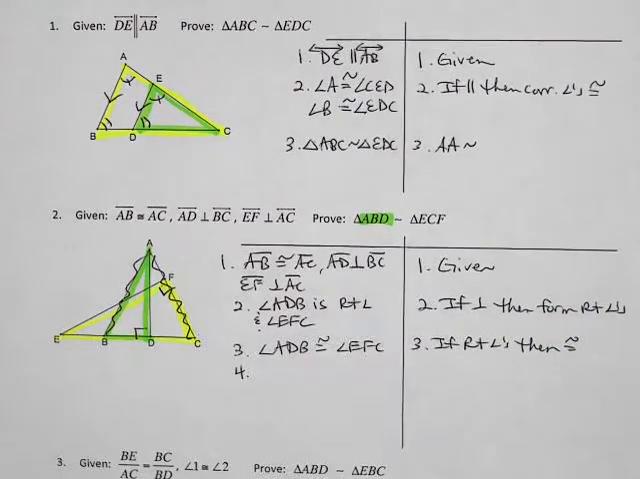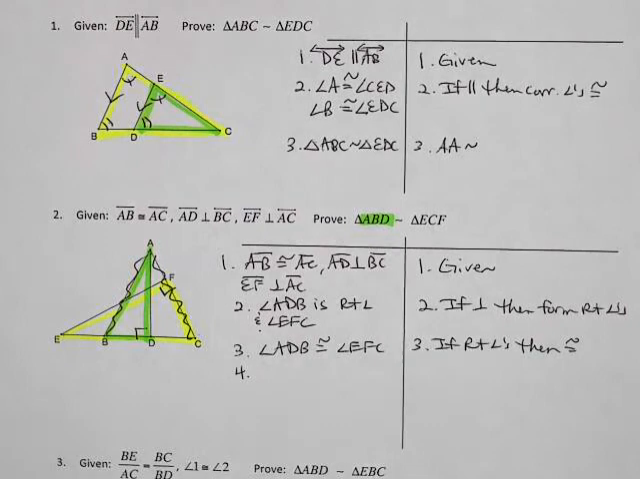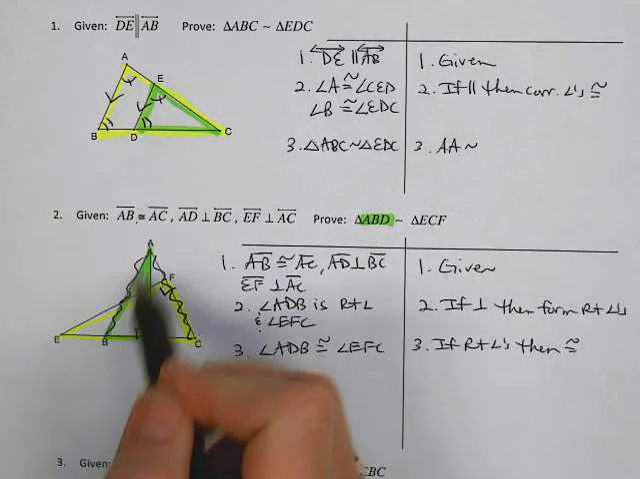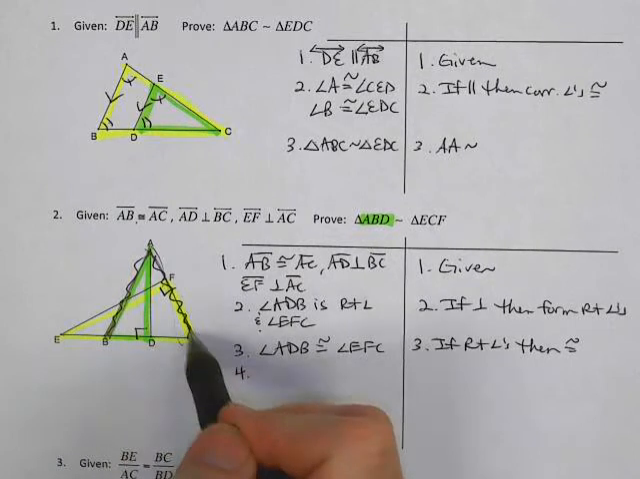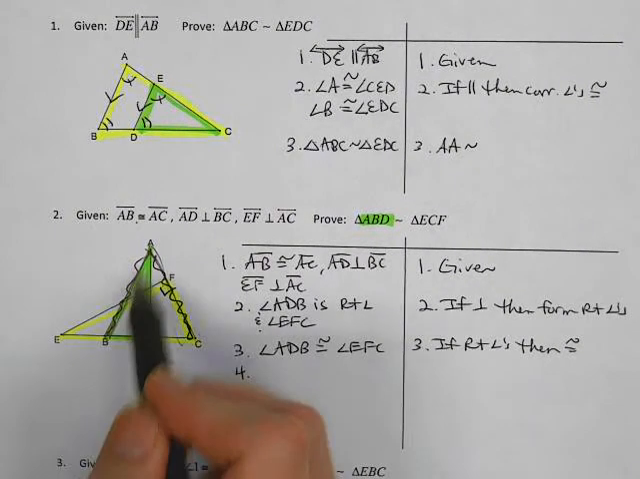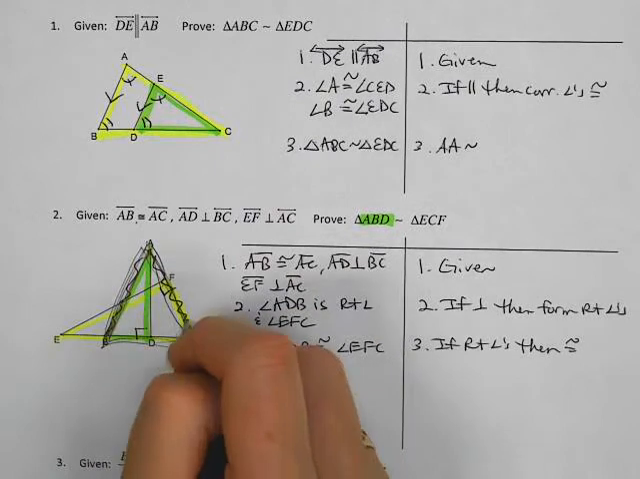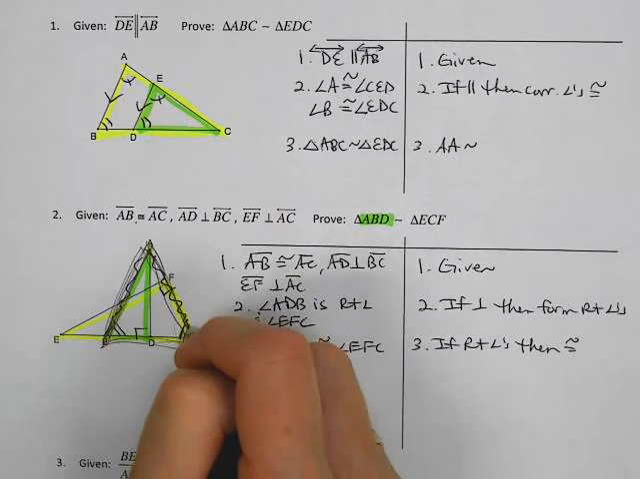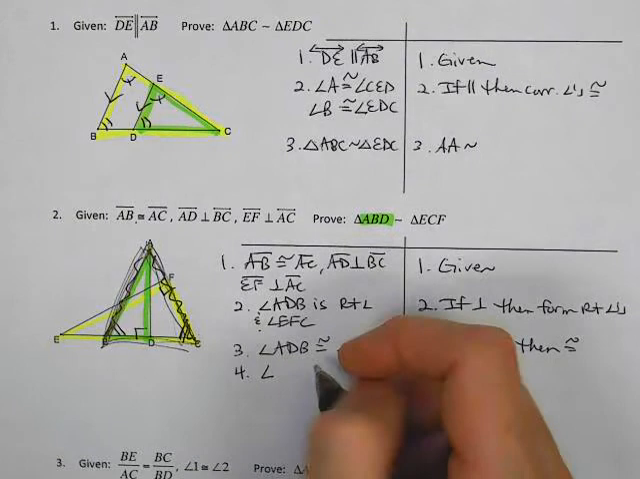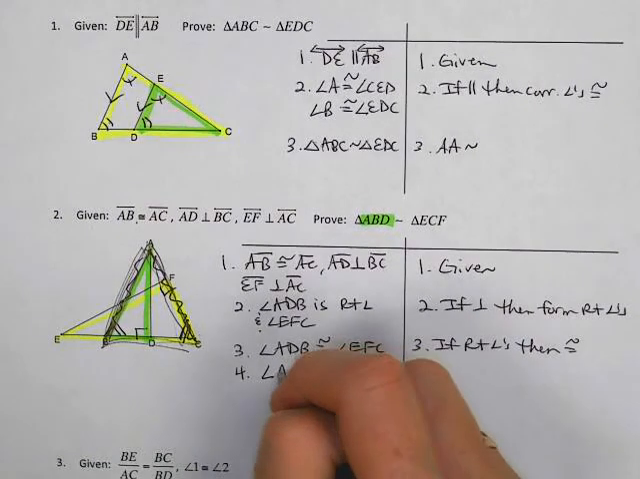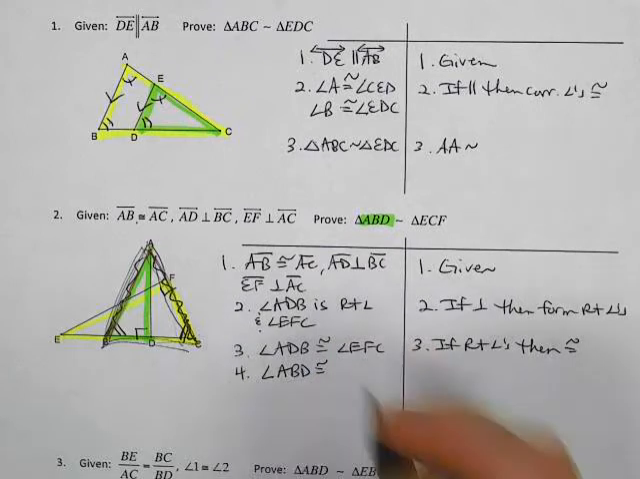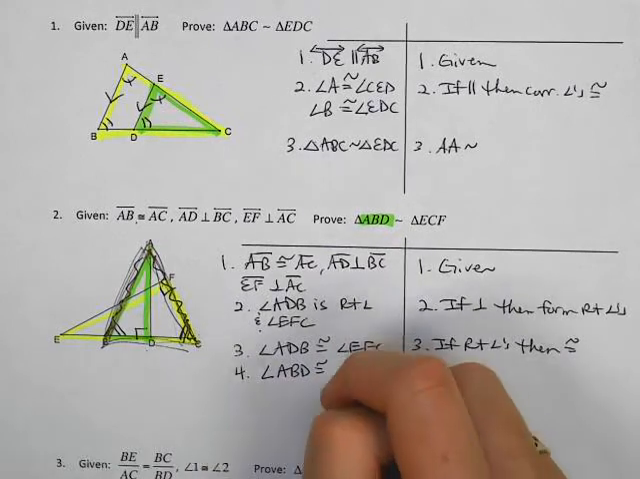All right, so I have one angle. So now I need another one. So you have to ask yourself, why did they give you this? Why did they give you AB congruent to AC? Well, isn't that an isosceles triangle right here? And if sides, then angles. So I can get angle, I really messed up my picture here, ABD congruent to angle ACD.